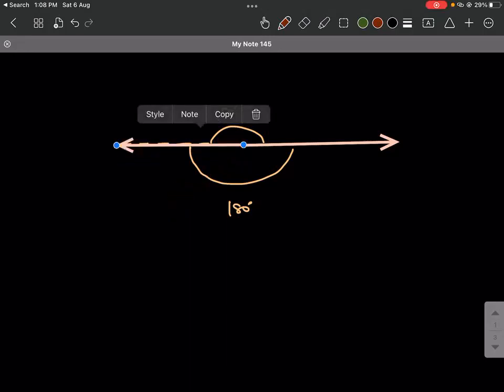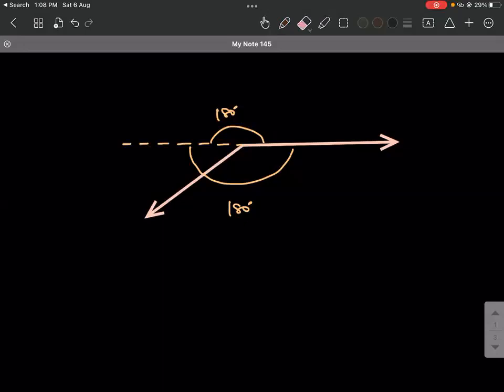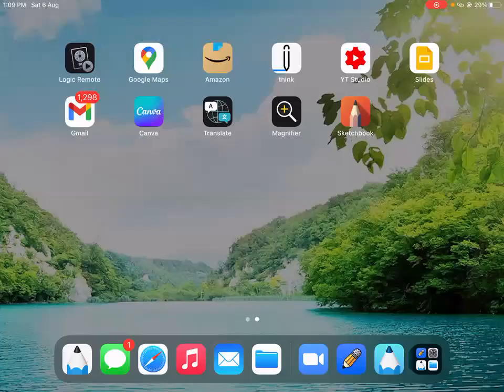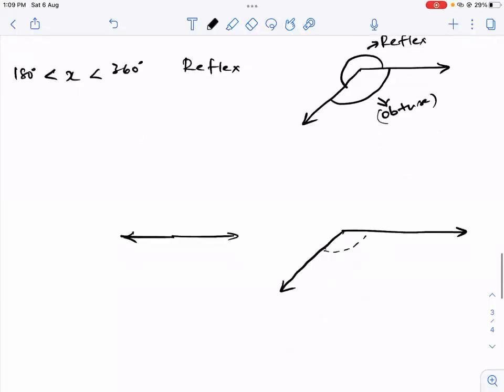Now, this was 180. When I moved it this side, can I say this angle is less than 180? Then what should happen to this angle? It is greater than 180. How can a greater than value and less than value become equal according to you? Correct? Makes sense? Okay, that's what is called as reflex angle.